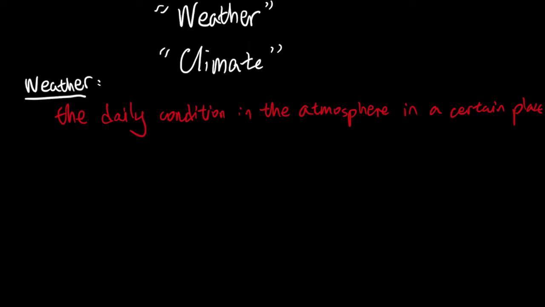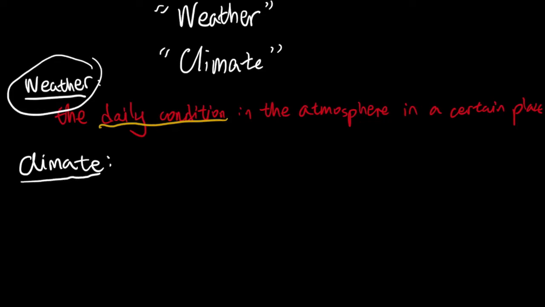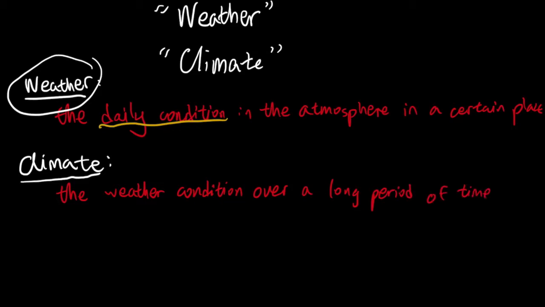The thing you need to be careful of is the daily condition. The daily condition. Okay. And then we're going to have to know what is climate. Weather is a daily condition of the atmosphere in a certain place, but climate is, how can I say that, it's the weather condition over a long period of time in a certain place.